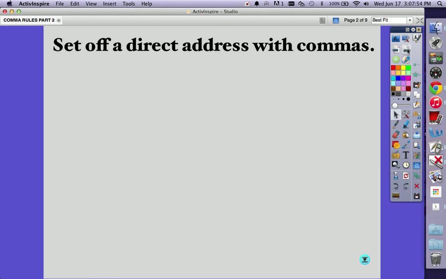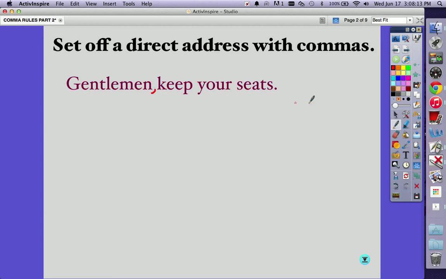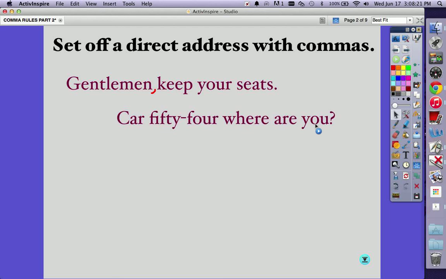So, picking up where we left off in Part 1, the next comma rule that we need to talk about is using commas to set off direct address. Direct address is when you are speaking directly to somebody using their name in a sentence. For example, in a sentence like this, "Gentlemen, keep your seats," the speaker is talking directly to the gentlemen, so we need to add a comma here to separate what the speaker calls these people and what he says to them.